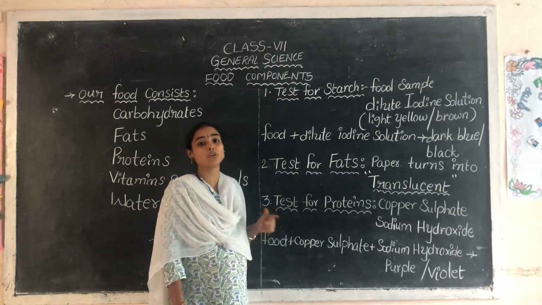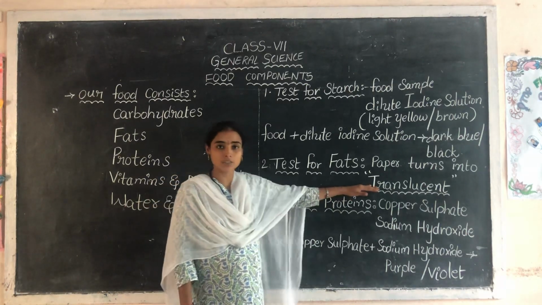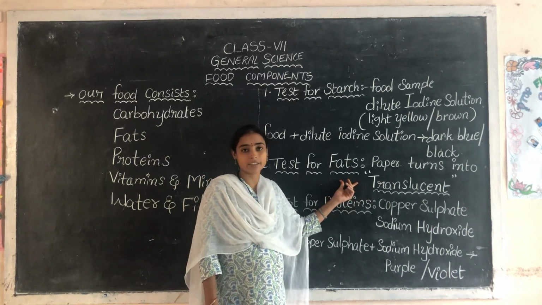Once recall your past experience when you have eaten vada or puri on paper plate. You might have noticed that the tiffin paper plate turns into the translucent. That means our food contains the fats. Okay.